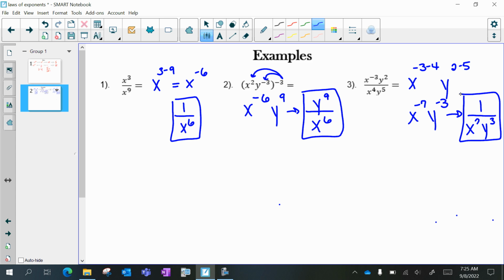So those are your laws of exponents and 3 examples. We're going to take a look at lots more, and they're going to get a lot more complicated, but you need to memorize these basic rules and get used to working with them together in the same problem.